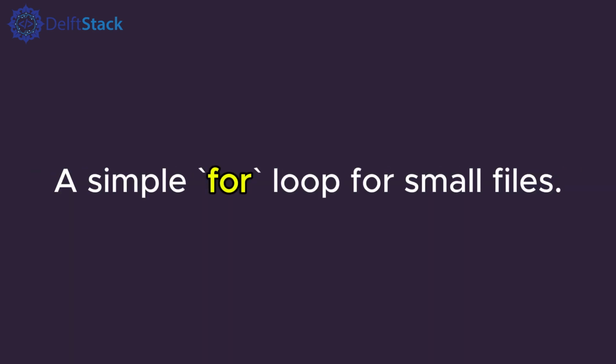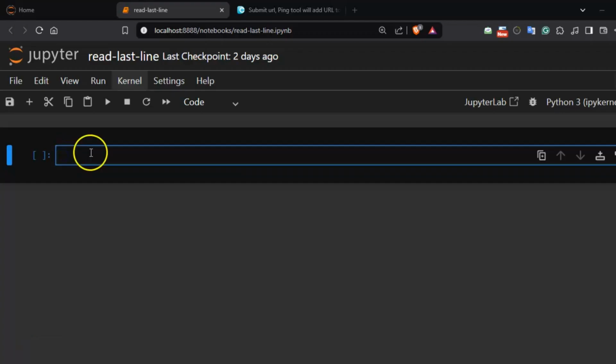Let's start with the simplest method, a for loop. This approach reads the file line by line and stores the last line in memory. Here's how it works. First, we use Python's built-in open function to open a file called file.txt in read mode, r. Next, we loop through each line in the file using a for loop.